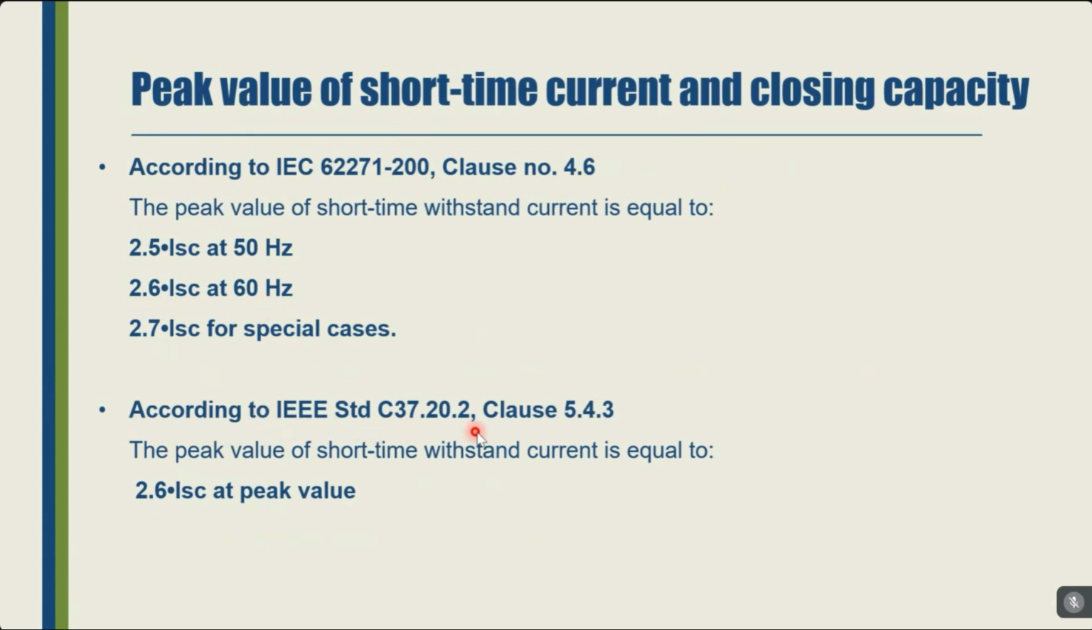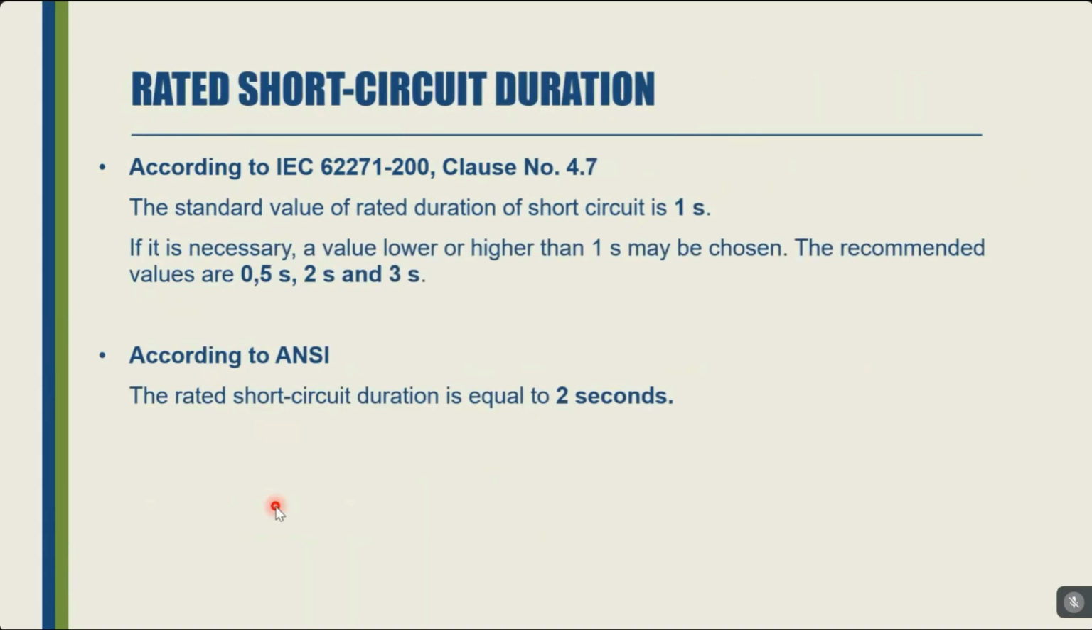Similarly, for IEEE C37.20.2 clause 5.4.3, the peak value of short time withstand current is equal to 2.6 times ISC at peak value. Now you can understand why they have given this 2.6: because it is 2.6 times ISC at 60 Hz, and most of the countries which follow the IEEE and ANSI standard have their systems designed for 60 Hz operation. So that's why they have fixed it to 2.6 times. Rated short circuit duration we have already discussed in the last slide.